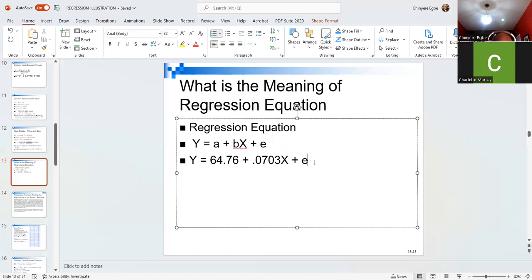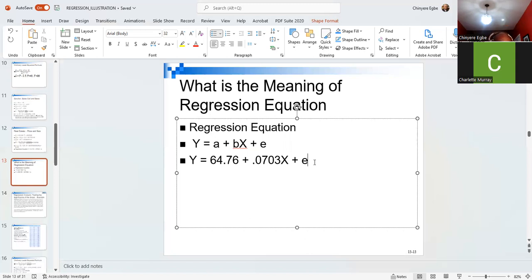Very good. So 64.76 thousand would represent what? If y is the price of the house and there is no house there and the value of x is 0, which means there's no house there, what will 64.76 thousand mean? The price of the land. Because x means the size of the house is 0, means there's no house there, right?